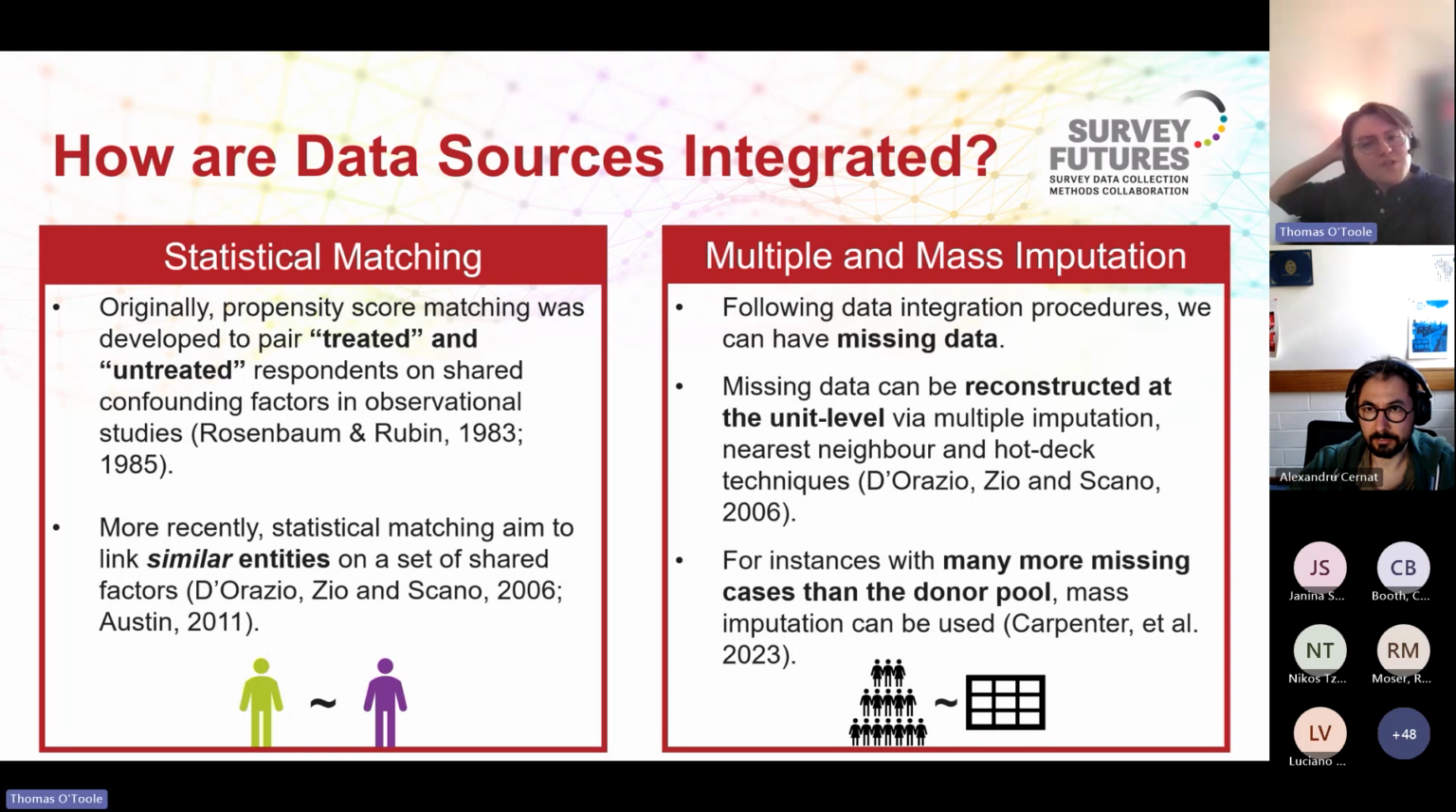It might also be worth mentioning here that this is at the microdata level, but we can also integrate data at the estimate level. So, for example, small area estimation, in which direct estimates are combined with synthetic estimates from auxiliary data sources.